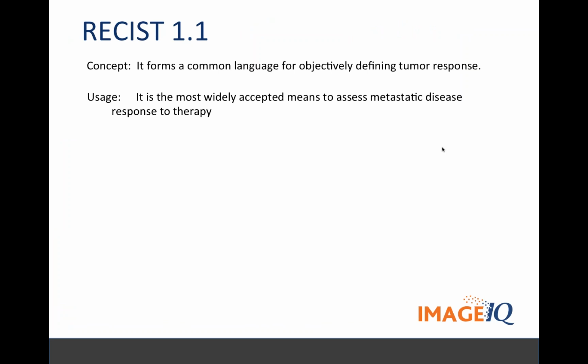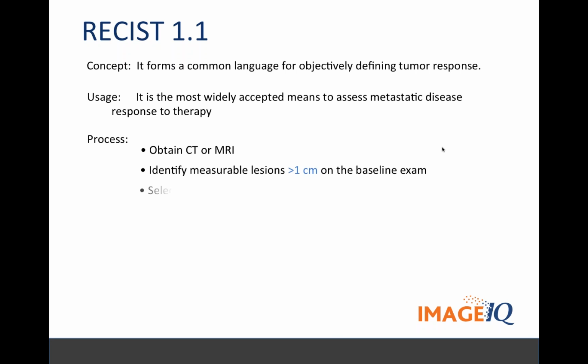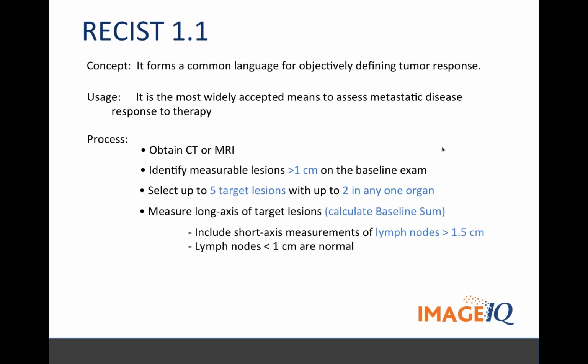So one thing we want to do is quickly review RECIST 1.1 with you. It forms a common language for objectively defining tumor response, and it's the most widely accepted criteria for assessment of metastatic disease. The process typically follows that you obtain a CT or MRI, and you identify your measurable lesions that are greater than 1 centimeter on the baseline exam. That's for the target lesions. You select up to 5 target lesions with up to 2 in any one organ.